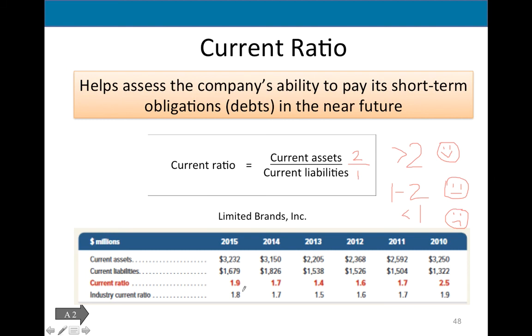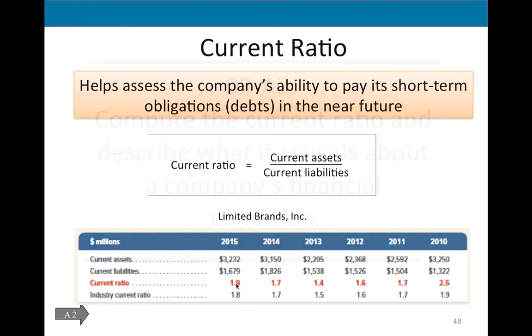So you can see here throughout the years, for Limited Brands, that it was doing really well in 2010, and then the current ratio decreased, which is a negative trend, and then starting from 13, it started increasing. Another way of analyzing it is to compare it to the industry average. This is the industry average, and you can see that the company right now is doing a little bit better, which is a positive sign. So that's the current ratio.